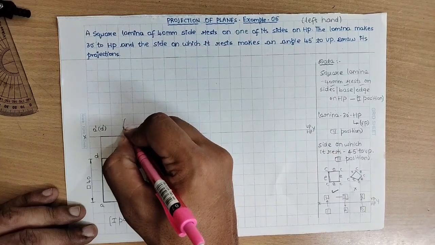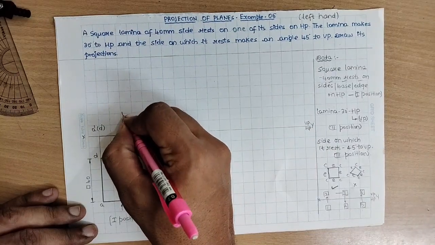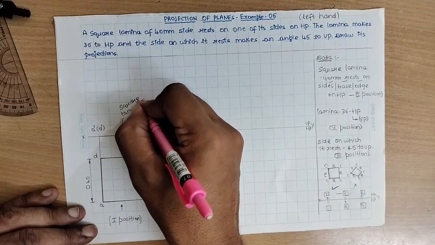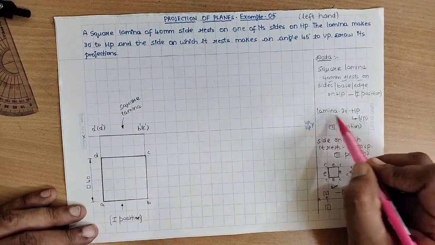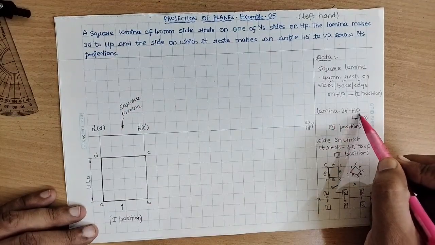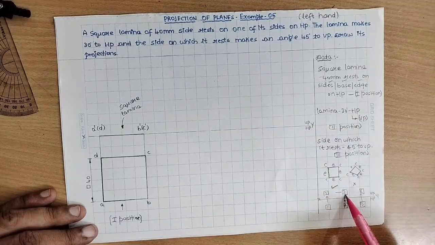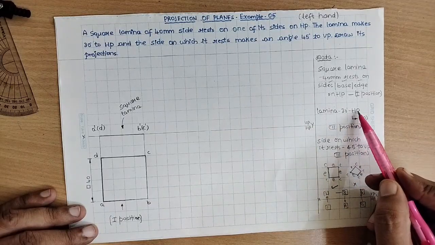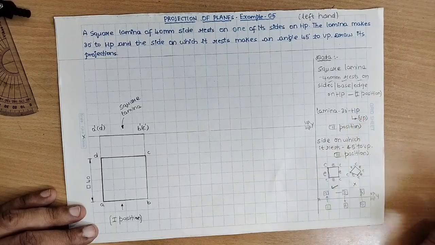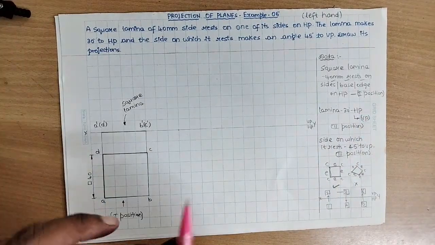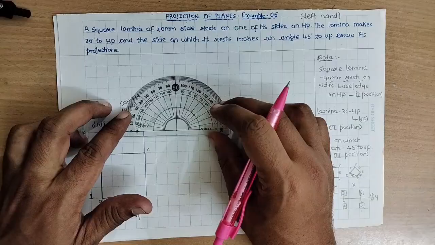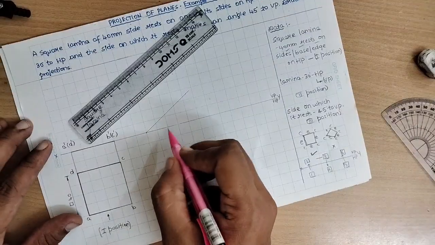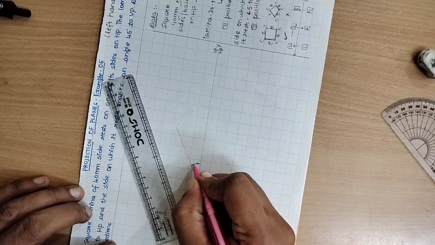This is now what we call it as lamina. The better word here is square lamina, since the geometry is a square. The lamina makes an angle of 30 degrees to HP. I wanted the position number 3. Position number 3 is in VP and the inclination with respect to HP has to be drawn under VP. Make use of protractor. Mark any convenient point. Place a protractor. Mark 30 degrees. Show the angle as 30 degrees here.